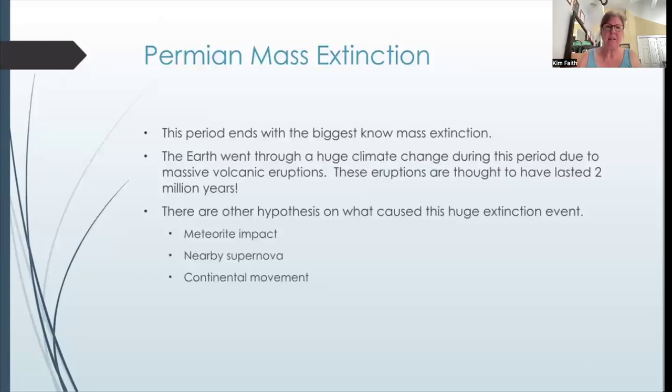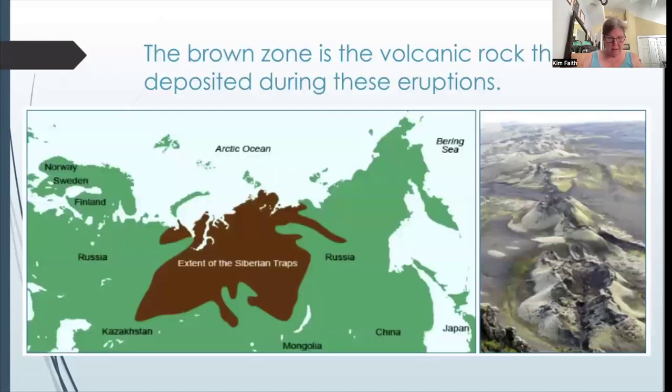Some other hypotheses include meteorite impact, effects from a supernova, that's basically a star dying nearby, and plate tectonics. So lots of different things just kind of possibly came together all at once, or coincide over those couple million years. But it was not a good time for living organisms on our planet. And we have a lot of proof about the volcanic eruption. We have what are called the Siberian traps. This is all volcanic rock that was put down from these volcanoes that had erupted.